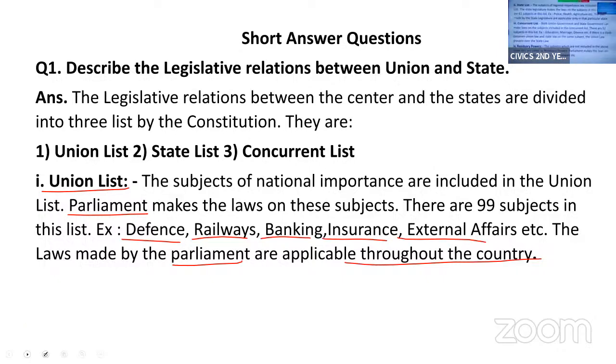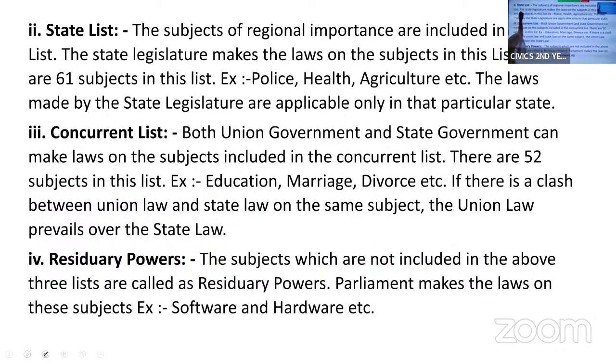The second list is state list. From the word itself, you can determine. Union list, you understood, is the power of the union government to make the laws. Now, in the state list, you will have all the subjects related to regional importance, that particular state, that particular region. There are 61 subjects in the state list.